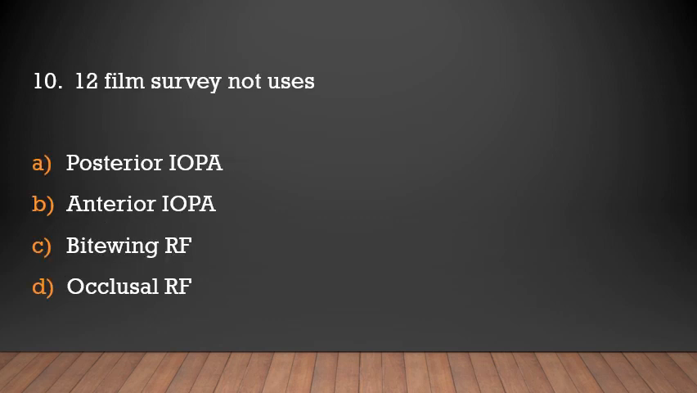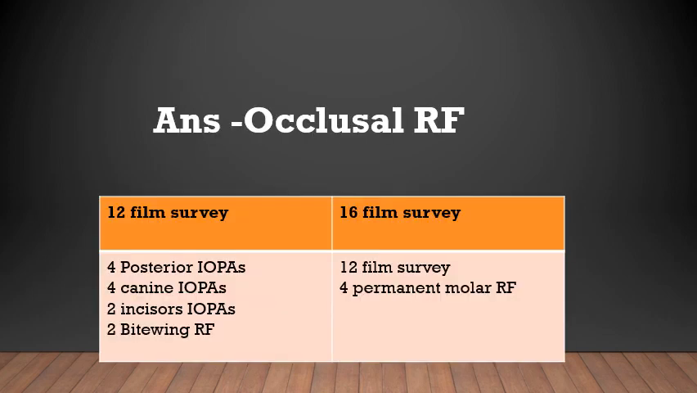12 film survey does not use posterior IOPA, anterior IOPA, biting radiograph, occlusal radiograph. Occlusal radiograph. 12 film survey requires 4 posterior IOPAs, 4 canine IOPAs, 2 incisor IOPAs, and 2 biting radiographs. 16 film survey requires 4 permanent molar radiographs additional to 12 film survey.